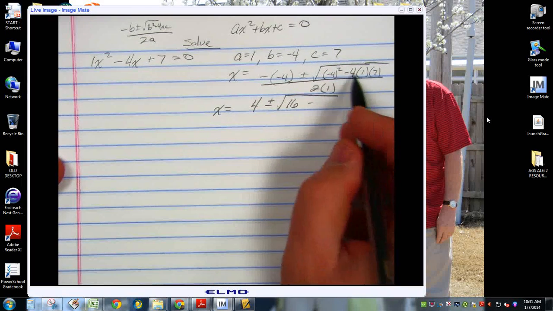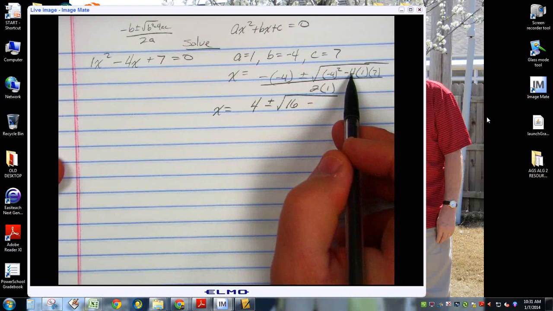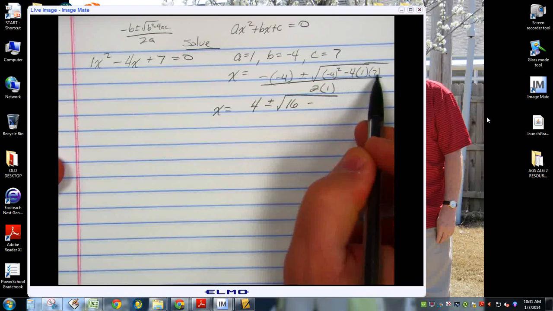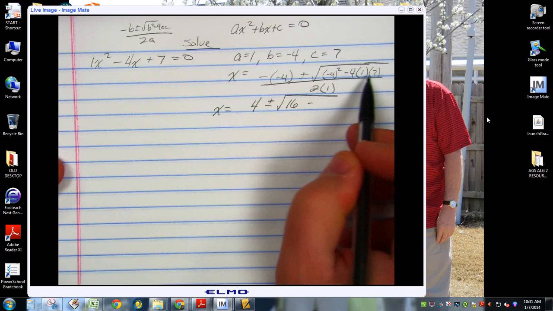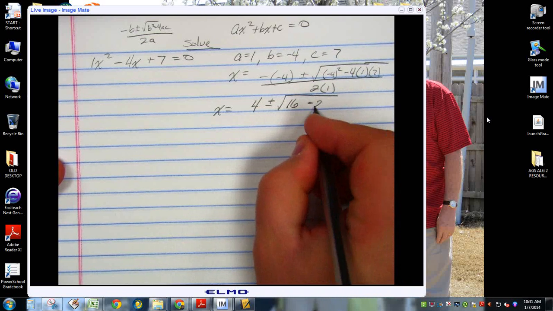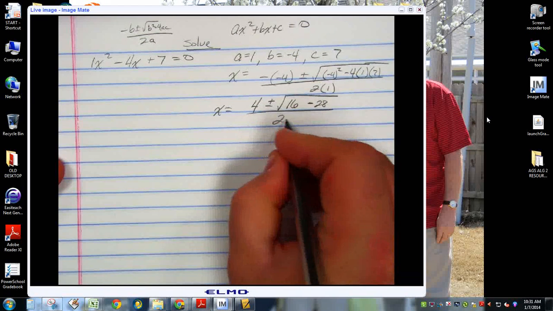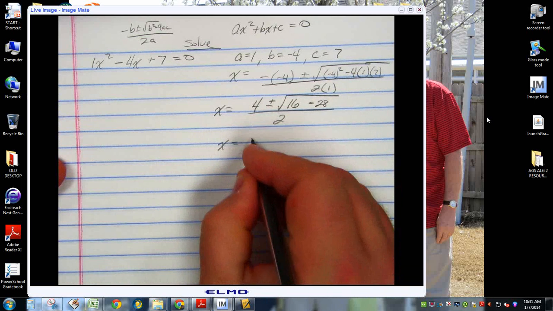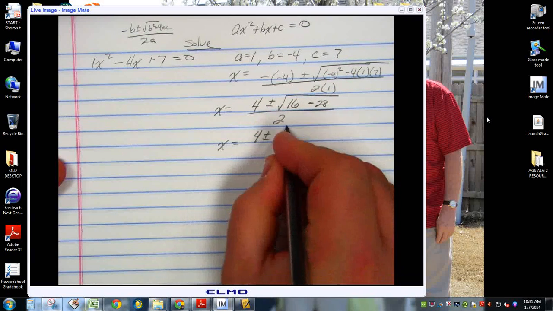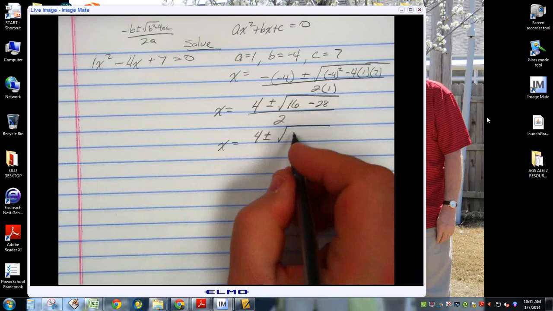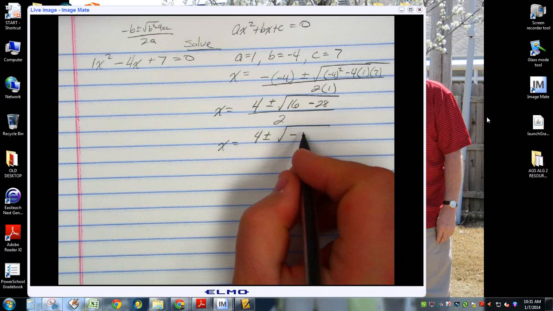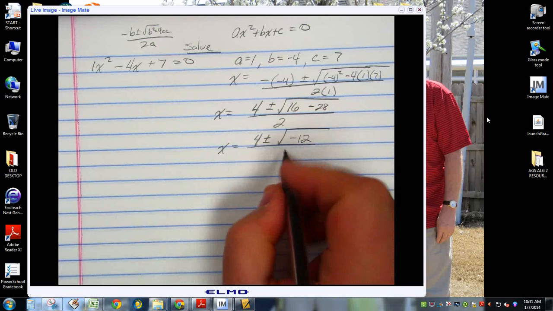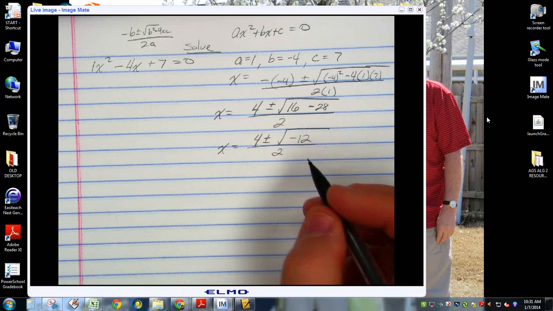Minus, well, first let's figure out what we're going to get here. It's 4 times 1 times 7, and it's a negative. So what's my answer going to be, negative or positive? Negative 28. All of that over 2, right? So now I'm left with x is equal to 4 plus or minus the square root of, uh-oh, what happens here? Negative what? 12. All of that over 2.